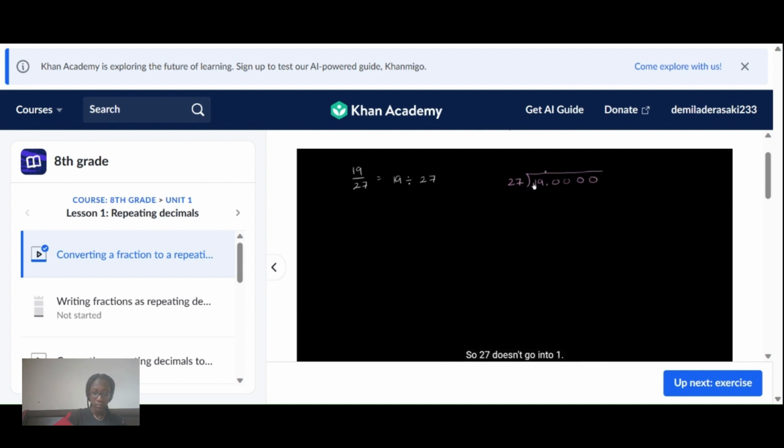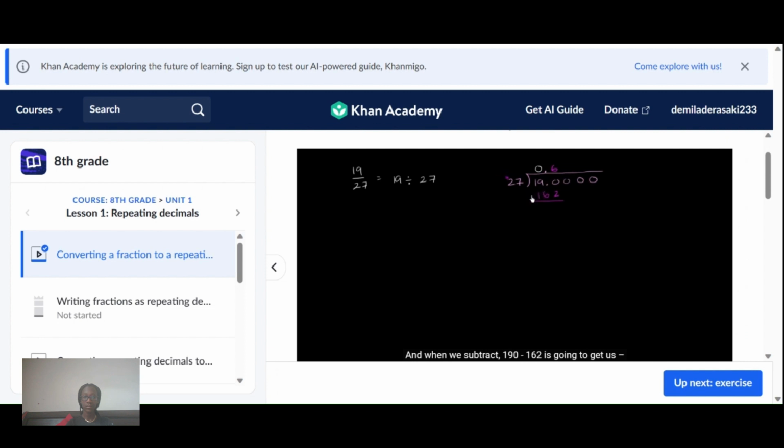So 27 doesn't go into 1, it doesn't go into 19. It does go into 190. And it looks like 27 is roughly 30. It's a little less than 30. And 30 times 6 would be 180. So let's go with 6 times. Let's see if that works out well. 6 times 7 is 42. 6 times 2 is 12, plus 4 is 16.